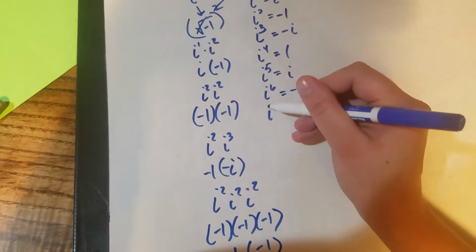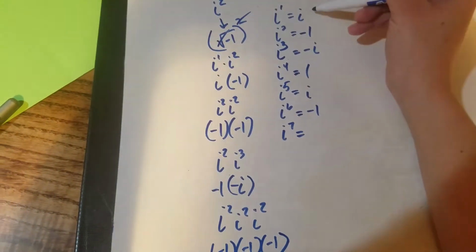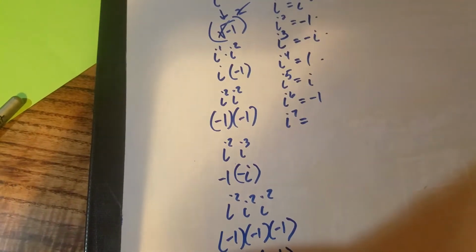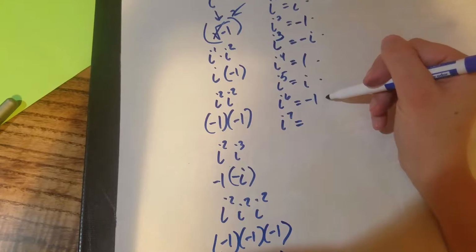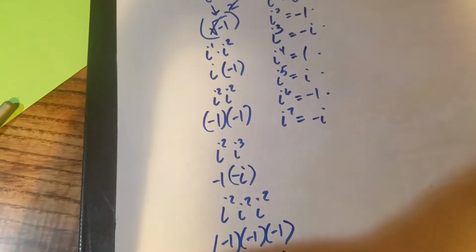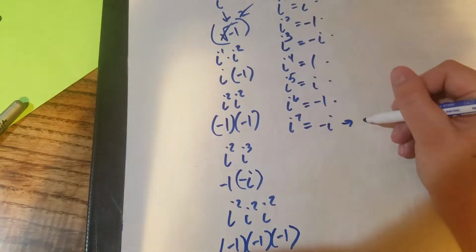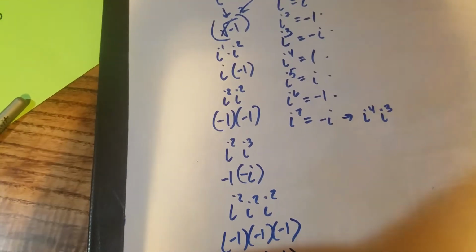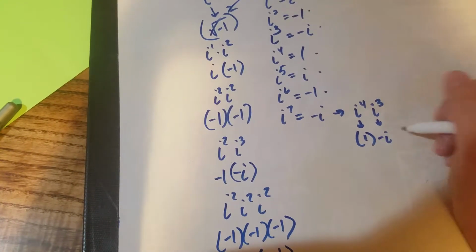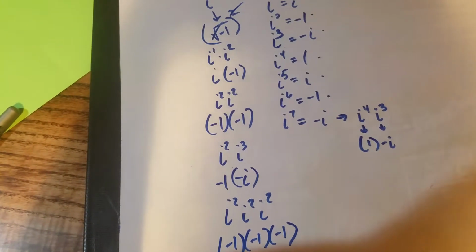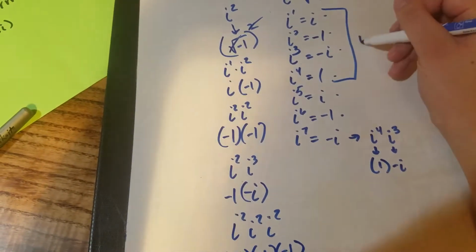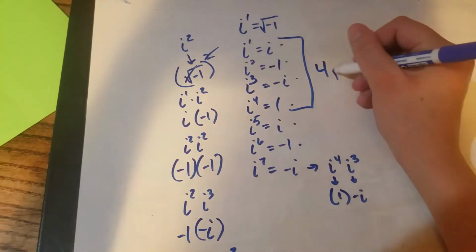So what you should be noticing is a pattern. We started with i, we went to -1, then -i, then 1. And now we're starting back at i, -1. I to the seventh should be -i. We can do it as i to the fourth times i cubed. I to the fourth is just 1. I cubed is -i, therefore 1 times -i is -i. So what you should see is that there is a pattern of 4 possibilities.